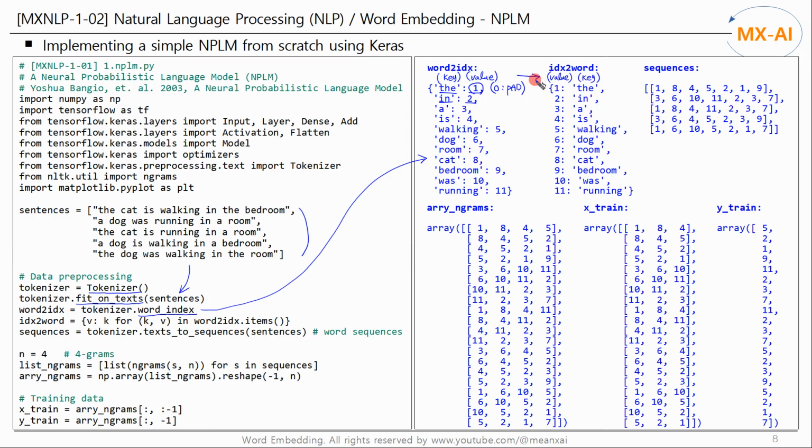If we switch the keys and values in this dictionary, it would be as follows. This dictionary allows you to look up words using integer indices as keys. And the texts-to-sequences method converts the texts into sequences of integers in this dictionary. The sequences converted to integers are as follows.